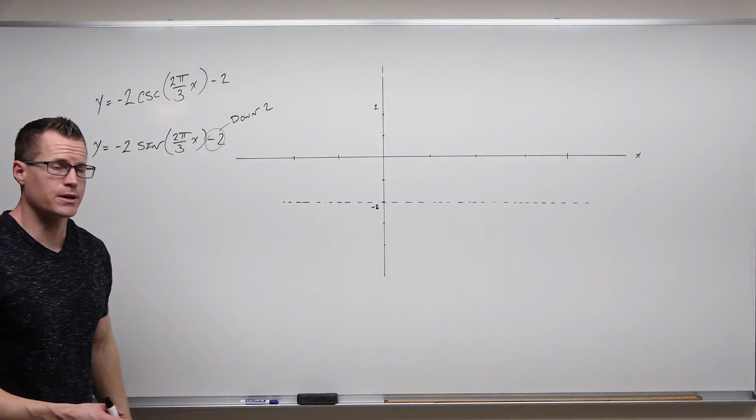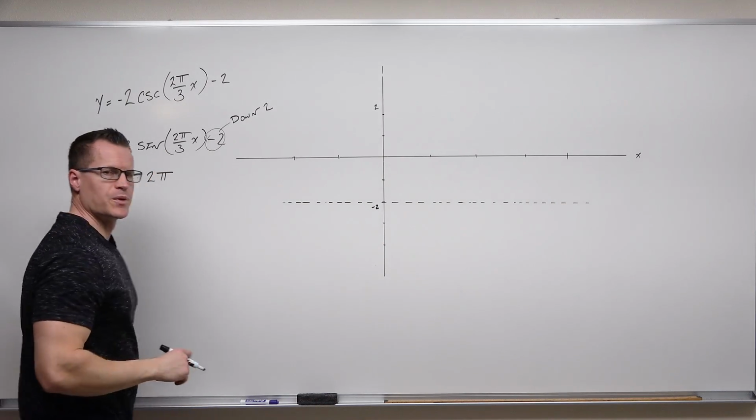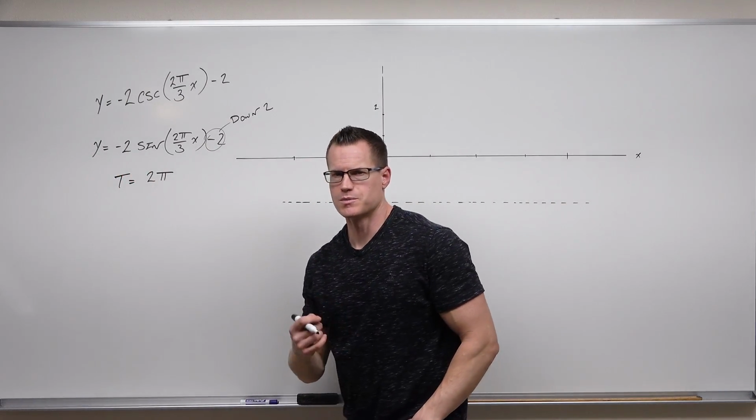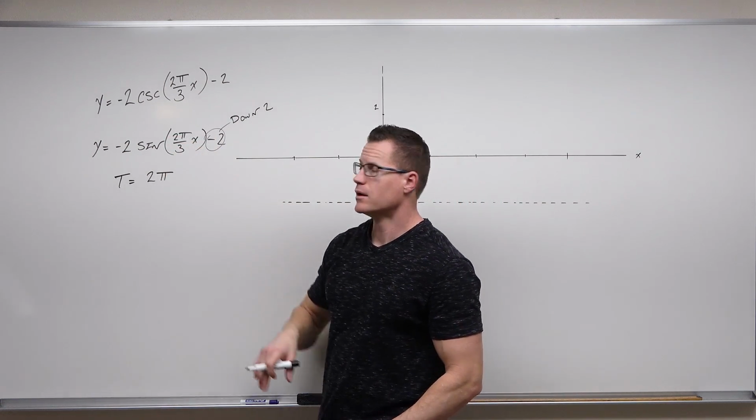Then I'm going to find the period. The period for sine and cosecant is both 2 pi. So we're going to take 2 pi and divide by 2 pi over 3.